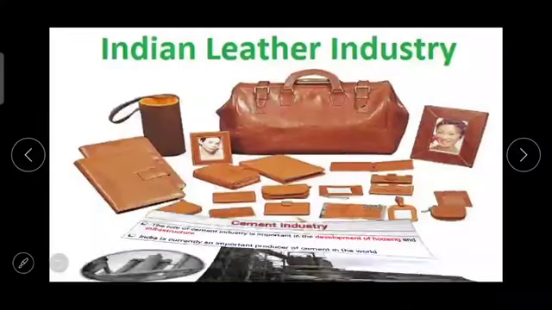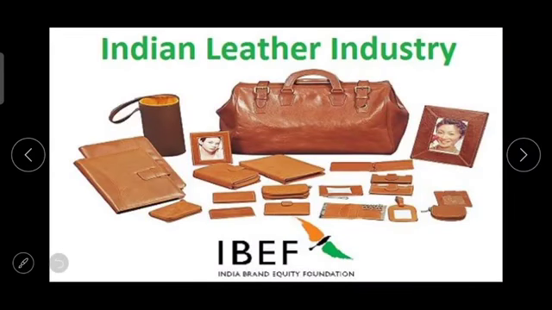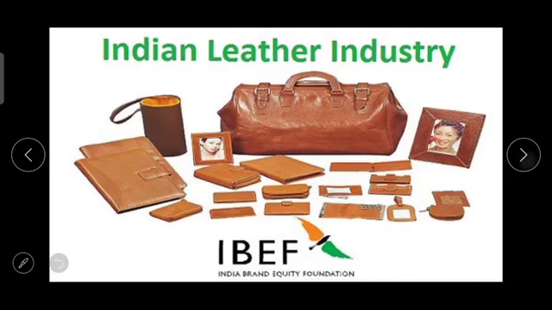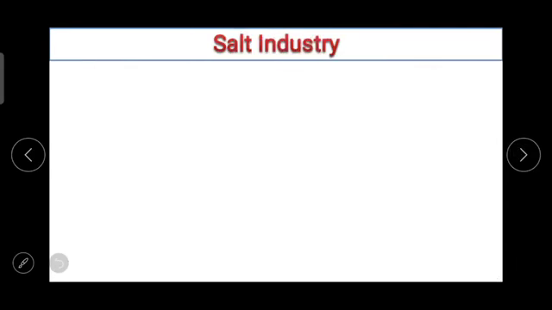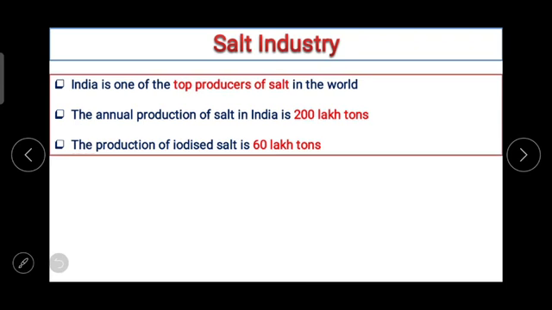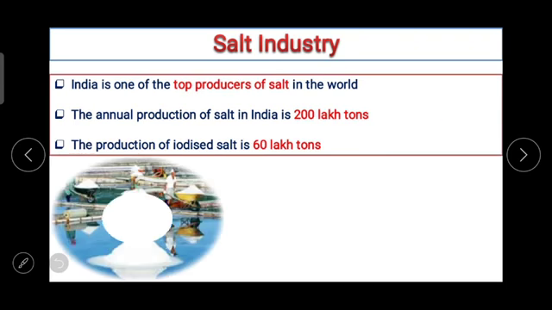Next one, Indian leather industry, which is a big industry in India and it is primarily export oriented. On the screen you can see the different things made of leather, and we people prefer the things which are made of leather for long lasting. Then the next industry is salt industry. Again very important because we can't imagine our diet, we can't imagine our food without salt, which is the basic need of our diet.